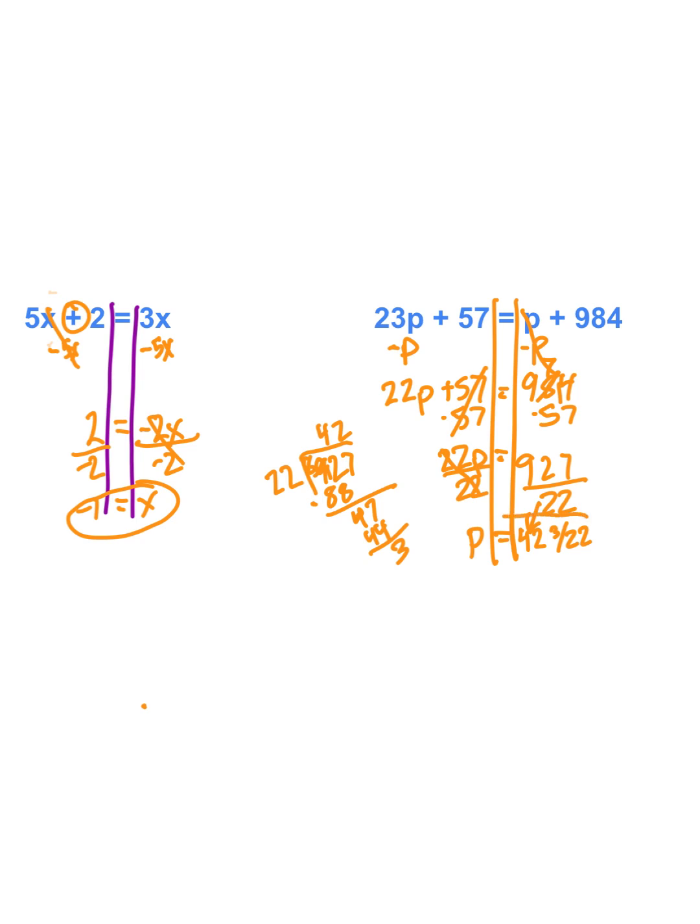On your test, you're not going to have any that turn out to be terribly ugly like that. If you do have any fractions, it'll probably be a half, something over 2, or something over 3, or something over 4. If you're getting something over 22, you might want to double check that one. This one was an oopsie.